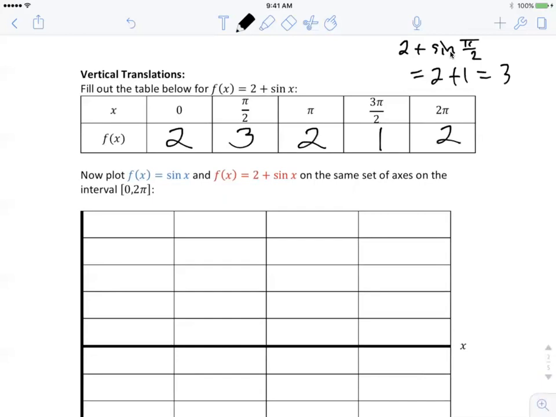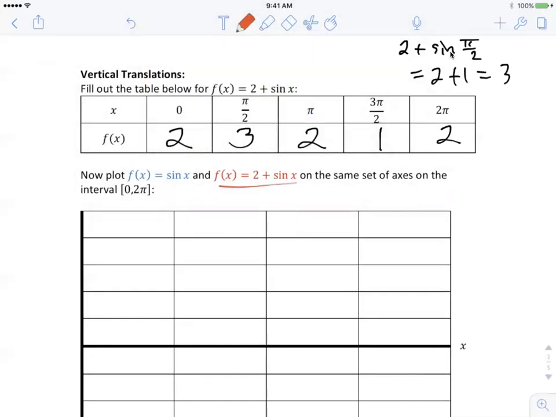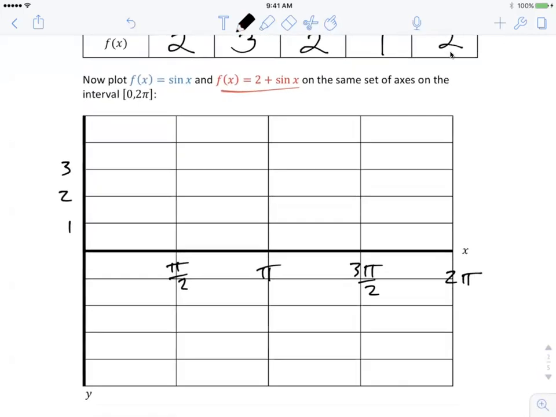Let's plot those. And we're doing that one in red because it's red right there. Okay. So let's label the axes. I didn't label these yet. This one's just our standard pi over 2, pi, 3 pi over 2, 2 pi. Okay. And then let's just do 1, 2, 3. All right. Negative 1, negative 2, negative 3. Okay.